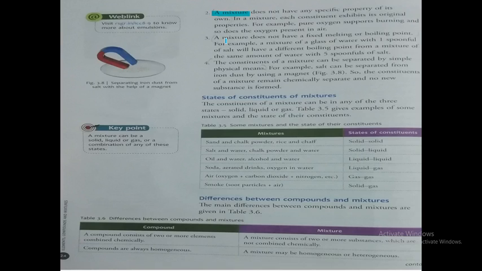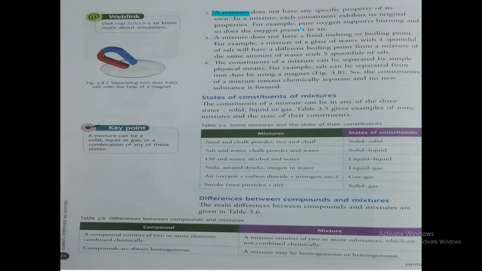In a mixture, each constituent exhibits its original property. For example, pure oxygen supports burning, and the oxygen present in air also supports burning. But in a compound, what happens? When the earlier constituents formed a compound, their properties changed completely.